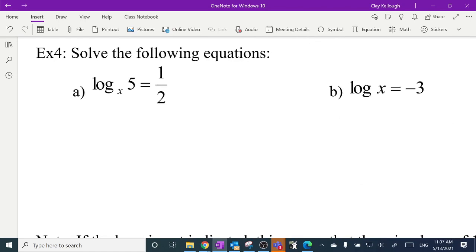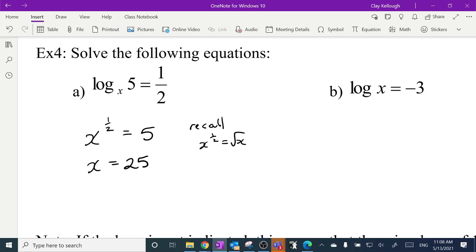All right, now let's do some equation solving. Those were just evaluations. Now let's do some algebra. So let's trade this for an exponential equation. X is my base, 1/2 is my exponent, and 5 is my argument. What can I do for this thing? Well, I can square both sides. Recall, x to the 1/2 is the same thing as saying square root of x, right?